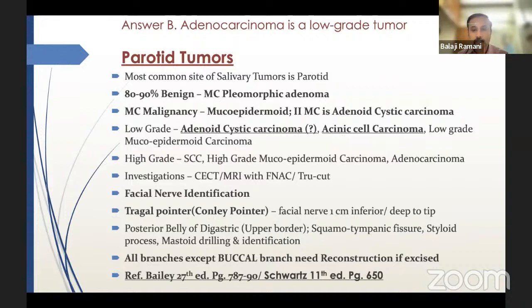And as we already discussed, the most common malignancy is mucoepidermoid, and second most common is going to be adenoid cystic carcinoma. Now, when you take up the high-grade carcinomas, you have got squamous cell carcinoma, high-grade mucoepidermoid, and the adenocarcinoma. Now, what are the low-grade carcinomas? You can have the low-grade mucoepidermoid carcinoma, and you can have acinic cell carcinoma. These two are definitely low-grade.